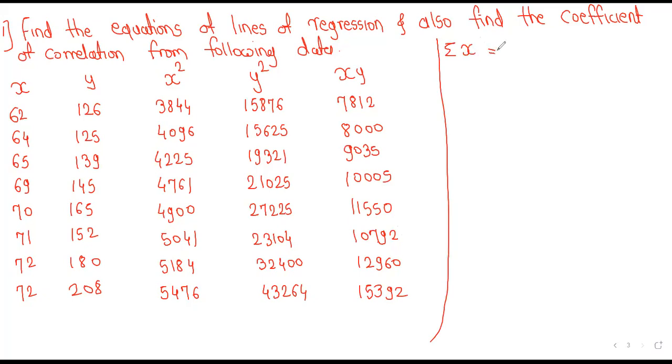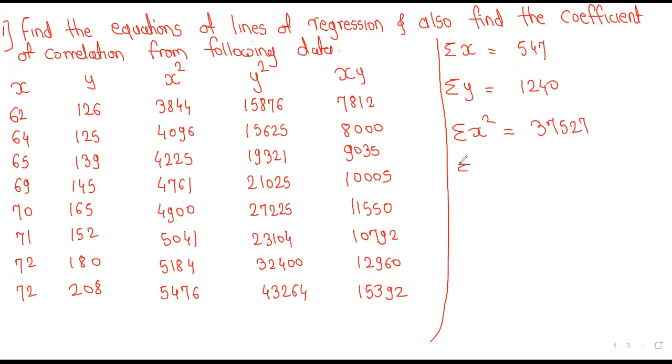Okay, so now we find summation x, summation y, summation x square, summation y square, and summation of xy. So summation x is equal to 547. Summation of y is equal to 1240. Summation of x square is equal to 37527.